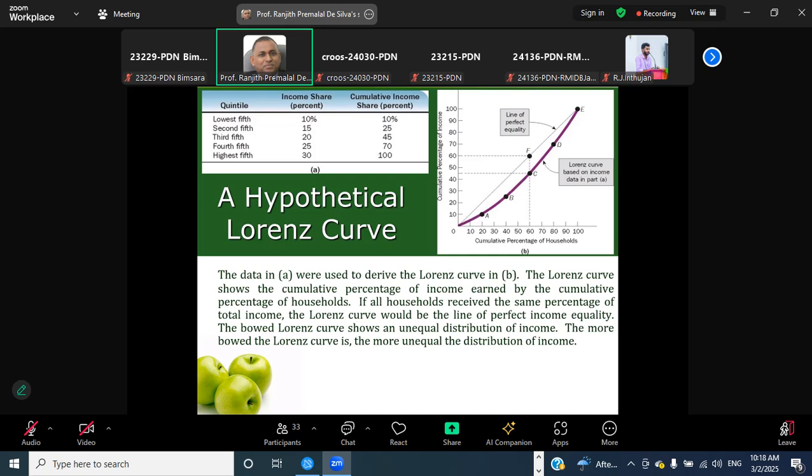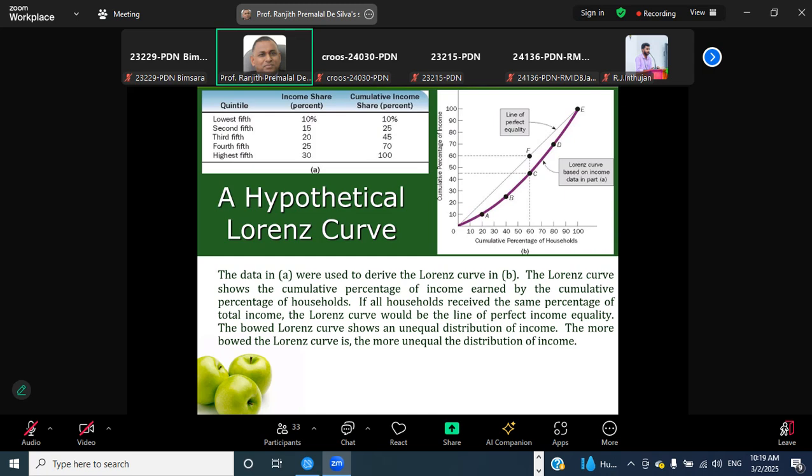The Lorenz curve is based on ordering the data. If you order it from lowest to highest, you can also put it the other way, highest to lowest, and then you will see the other side of the graph.